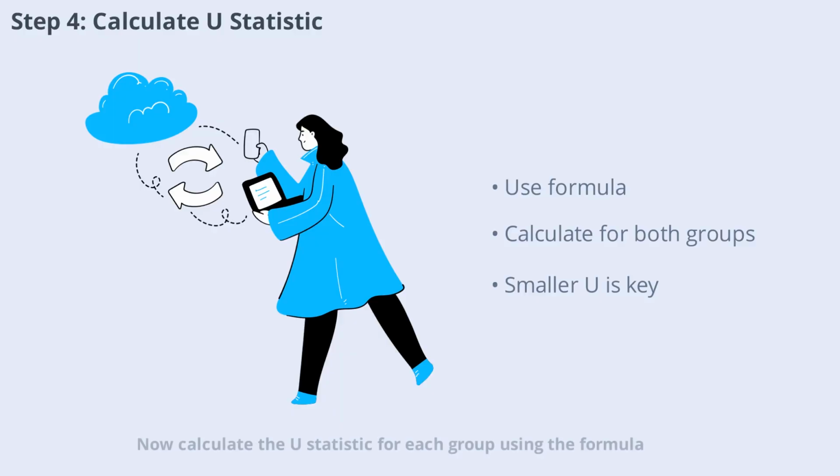I'll calculate the U statistic for each group using the formula. U equals n1 * n2 + n1 * (n1 + 1) / 2 - R1, where n1 is the size of group 1 and R1 is the sum of ranks for group 1. Do the same for group 2. The smaller U value is used to determine significance. This calculation helps you see if the groups differ more than would be expected by chance.